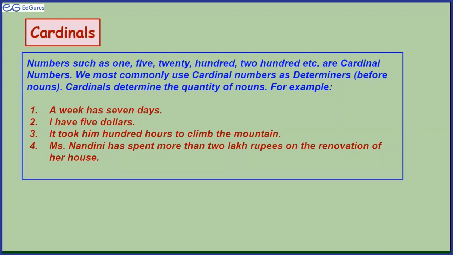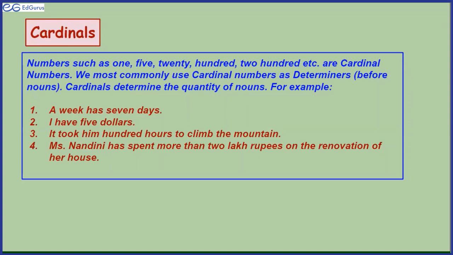Like I say, a week has 7 days. Days is the noun. 7 is the cardinal number. 7 is the number or the quantity of days. I have $5. Dollars is a currency, a noun, and 5 is the number of dollars, the quantity of nouns. It took him 100 hours to climb the mountain. So in 100 hours, 100 is the determiner, cardinal. It is determining the noun hours.